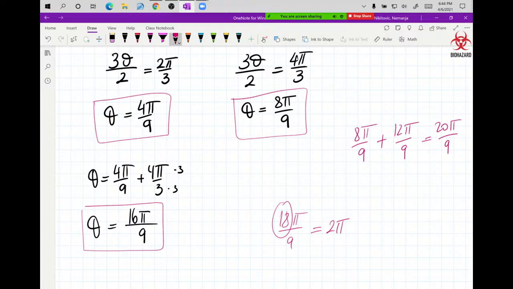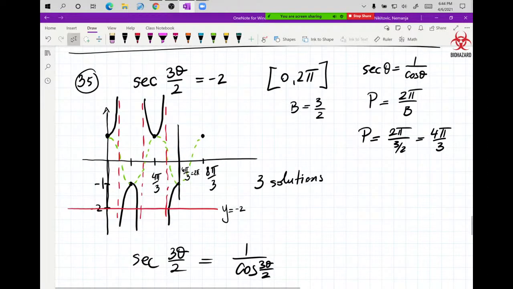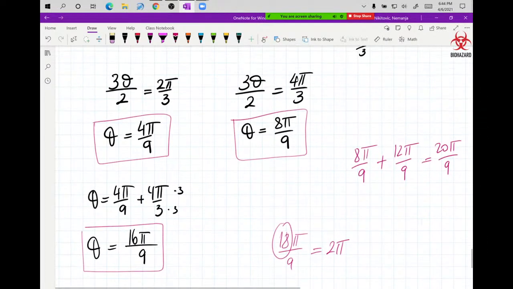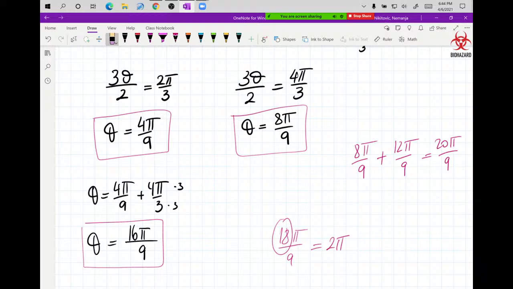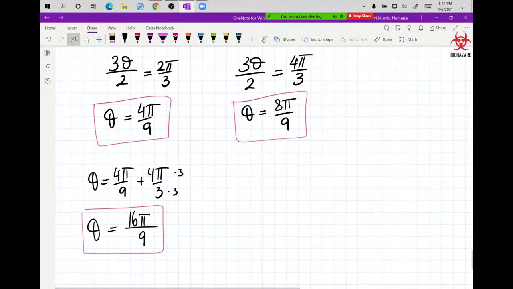So that one, 20 pi over 9, is exactly this one, because this line would go down and create that solution there, close. But again, it's not in the 2 pi range, therefore it gets kicked out. And the only 3 solutions we have are the 3 solutions that you see over here. Cool.